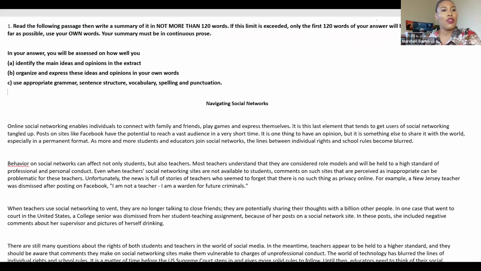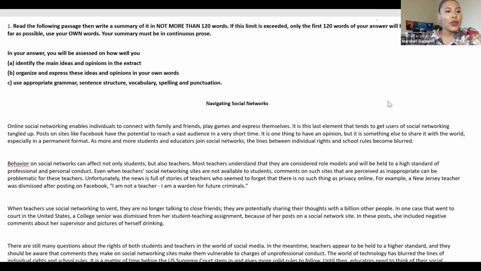So here we have, read the following passage. This is an actual CSEC example. Read the following passage, then write a summary of it in not more than 120 words. If this limit is exceeded, only the first 120 words in your answer will be read and assessed. As far as possible, use your own words. And your summary must be in continuous prose. Continuous prose means one paragraph. There are times when you may have to split summaries, if you're looking at maybe different chapters and so on. But for CSEC 120 words, we stick to the one paragraph.